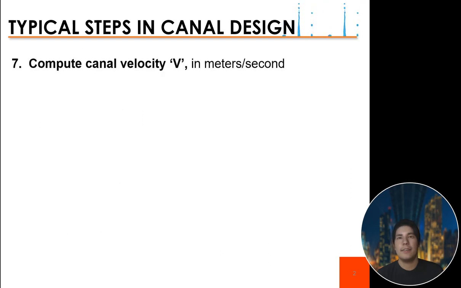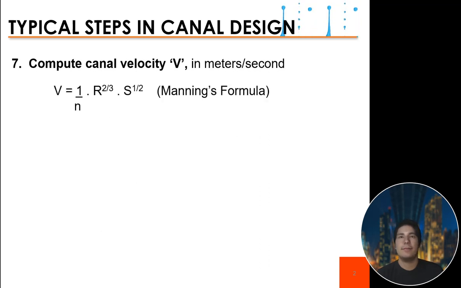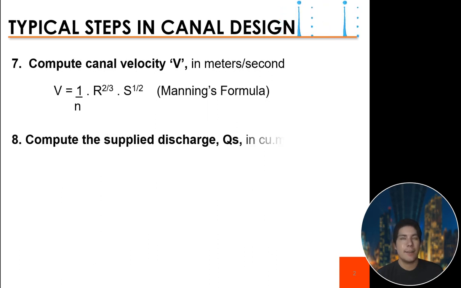Next is we need to compute for the canal velocity in meter per second. So we have this formula from Manning, naka SI units. And we need to compute for the supplied discharge yung QS in cubic meter per second.